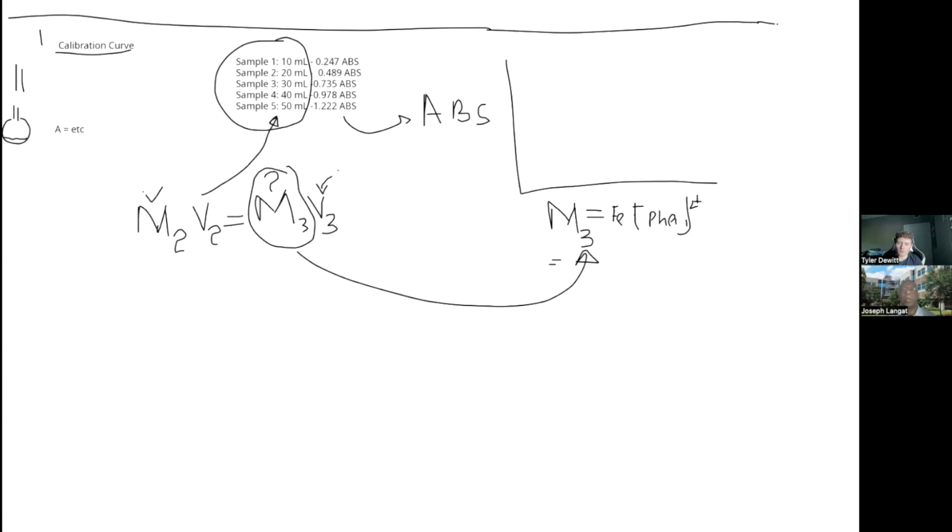To 100 ml. Therefore, M3, you see, right? Equals M2, which you know from the previous section, M2 V2, which is now going to change from sample to sample, all over V3, which is 100 ml. You get it? Yeah, that makes sense.